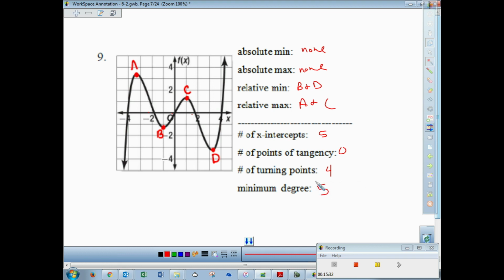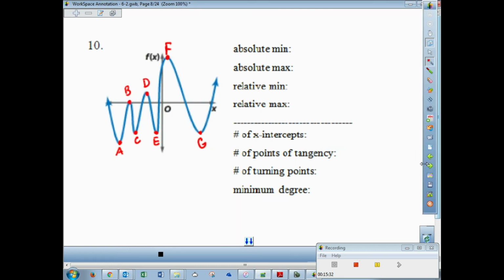It doesn't mean it's a 5th degree polynomial. It could be a 7th. It could be a 9th. It's got to be odd, but the smallest degree possible is a 5 right there. Sweet. And then, again, it's hard to see the arrows at the end, but that's an even degree.